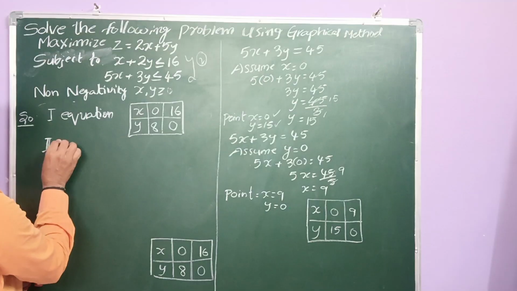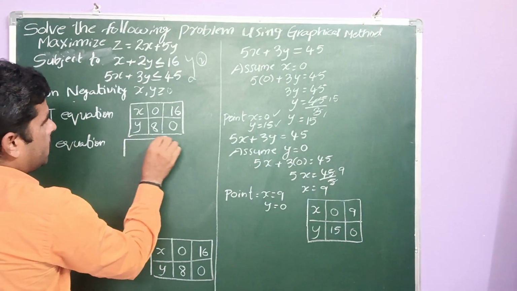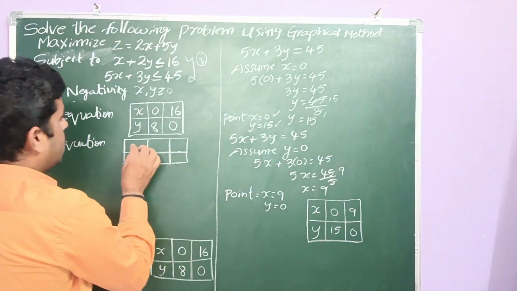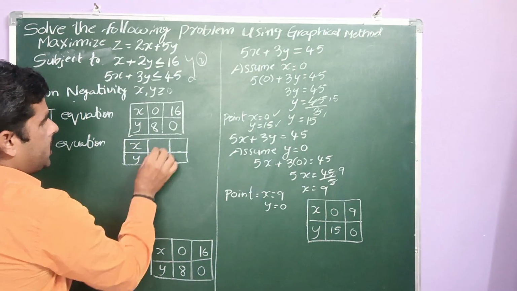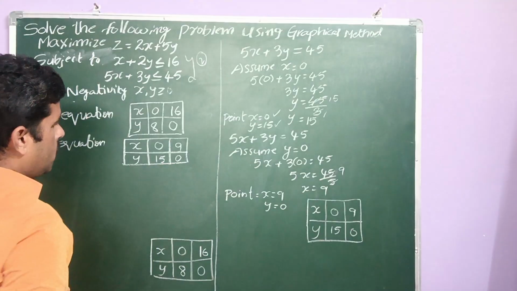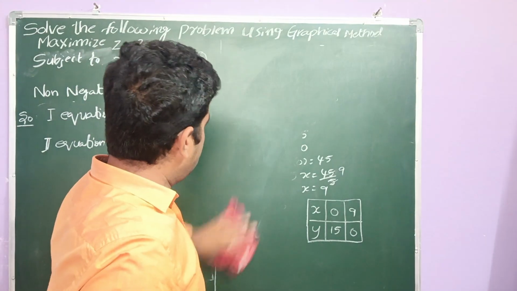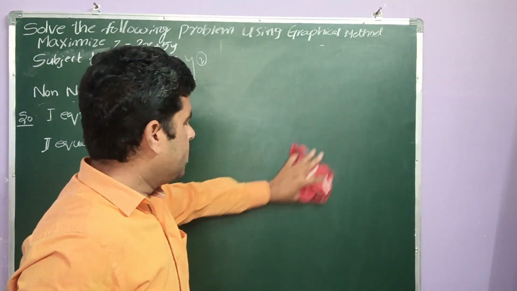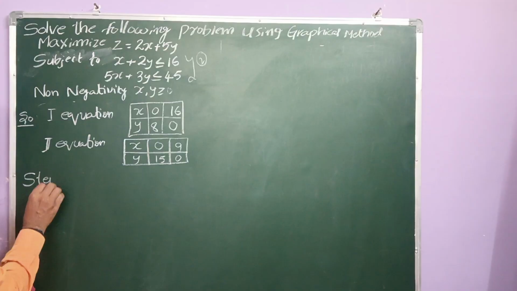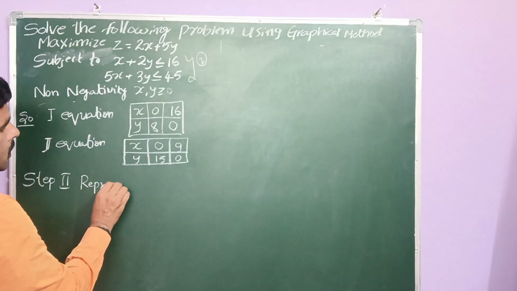Then the equation 2 points are here. See, this value you have to write over here only, x, y. Then the x values are 0 and y is 15, then x is 9 and y is 0. Okay, these are the equation points. So the next one is the representation of graph. Which method are we doing? We are doing the graphical method. So step number 2 is the representation of points on a graph. We call it the representation of graph.